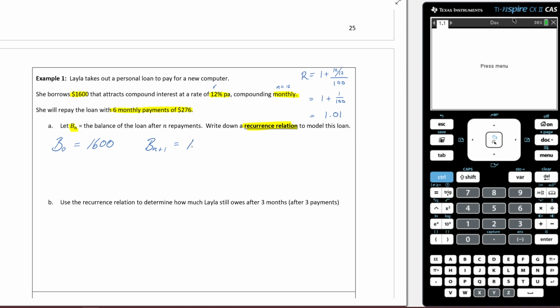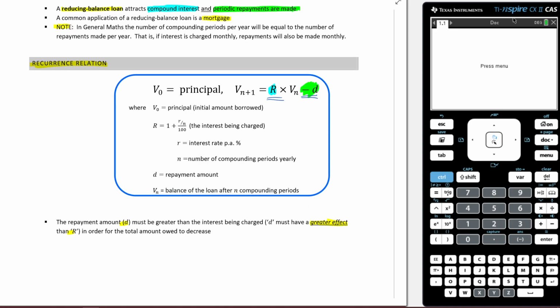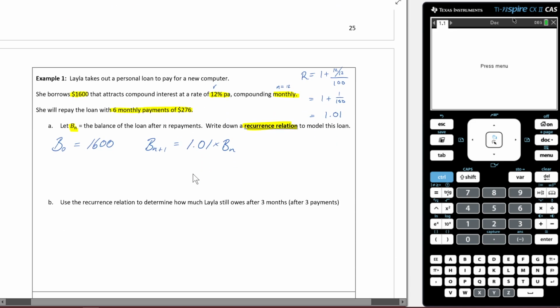So that means I'm going to go 1.01 times by B of n. Now, what we have to also add here is the fact that we're making a repayment as well. So we're going to subtract D, where D is the repayment amount. Well, I'm told that I'm going to make a repayment every month of $276. So I'm going to subtract $276.